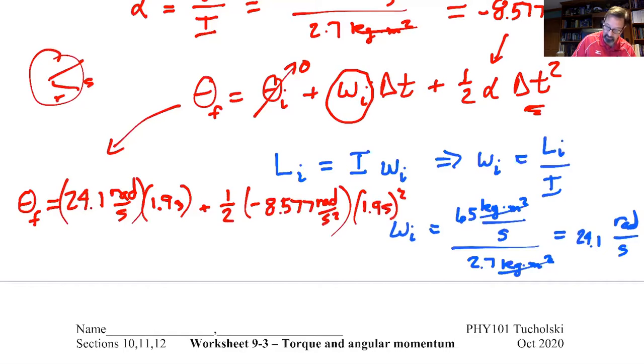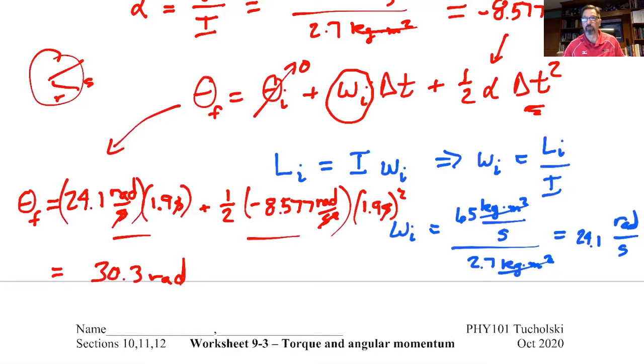To keep myself from making mistakes, second squared cancels second squared there. I'm left with a number in radians. Second cancels second right there. Notice this term is negative. This term is positive, but it's bigger. So I put those all in my calculator, and I got 30.3 radians for my total angle that the flywheel coasts while it's slowing down.